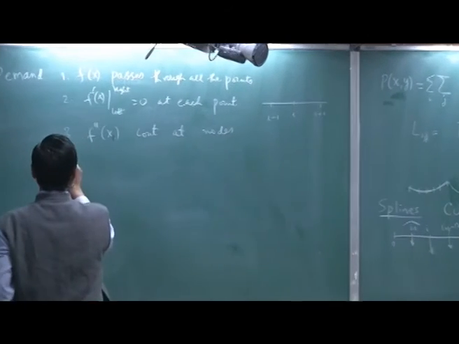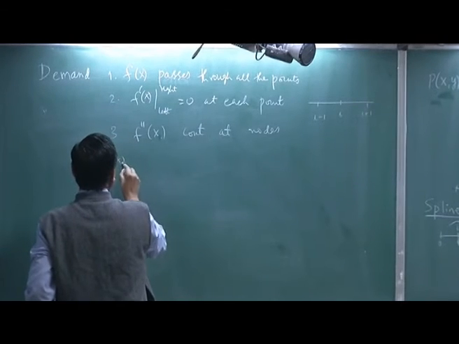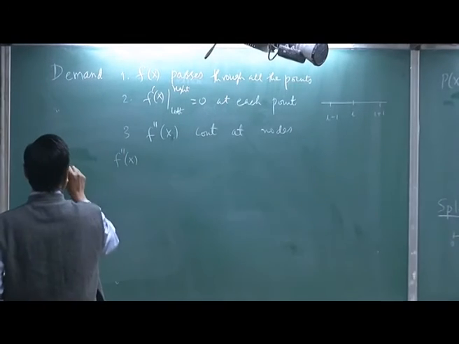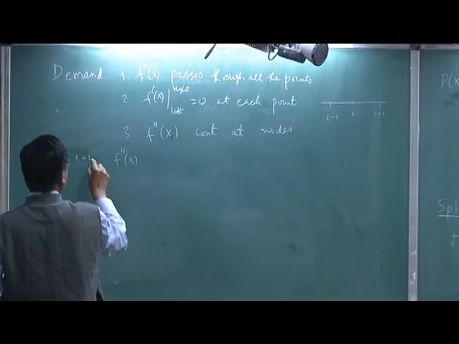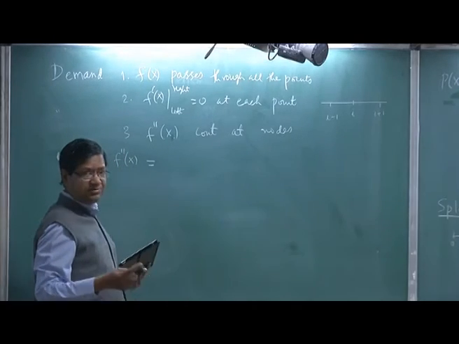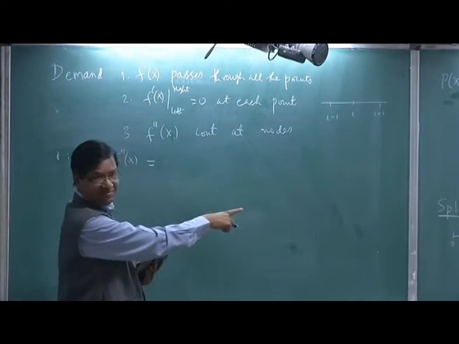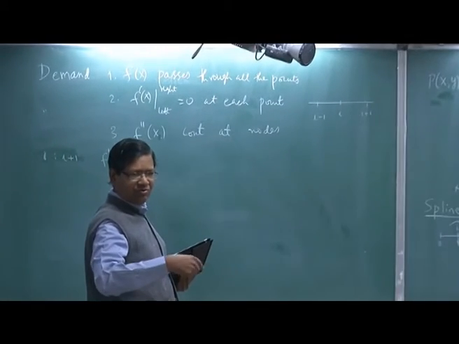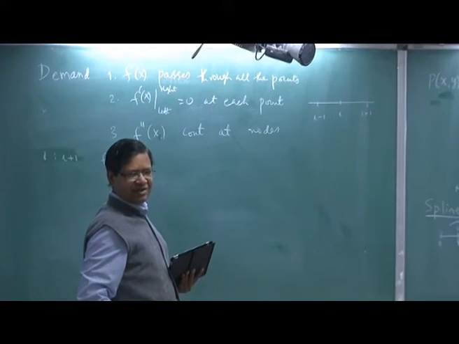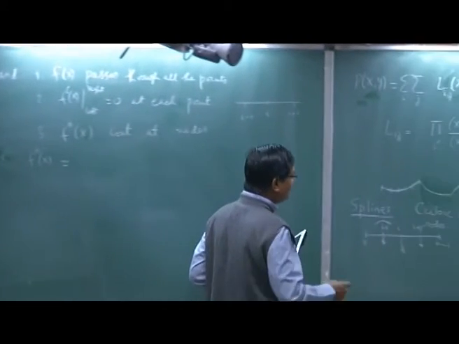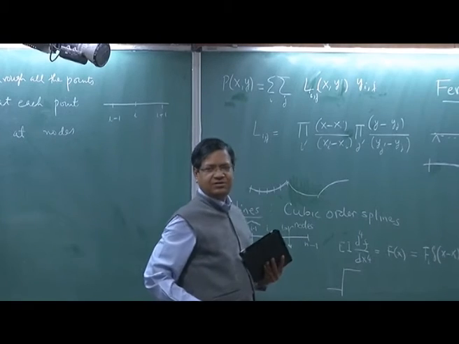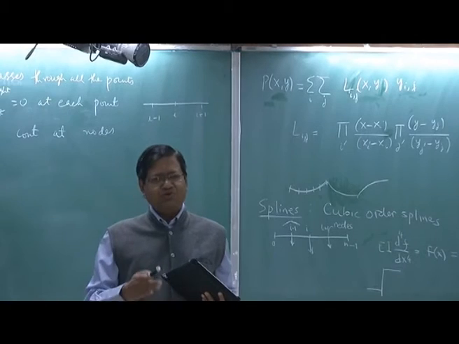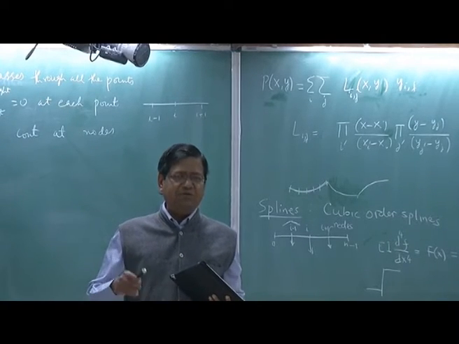So f double prime of x, let's say in the interval i to i plus 1, is a linear function. Each piece is a linear function because of the delta function. So I'll use Lagrange interpolation to write down f double prime, assuming that I know f double prime at each point. So step 1 is, suppose you know f double prime at each point, you can write down piecewise linear functions.